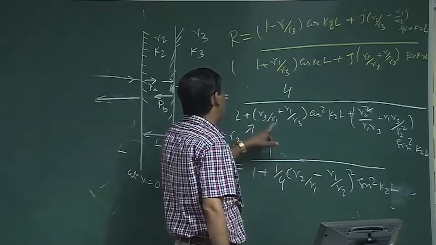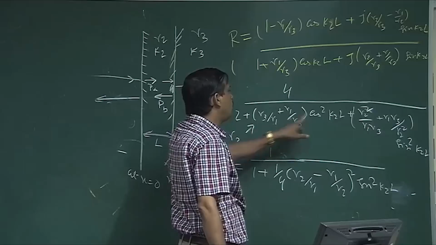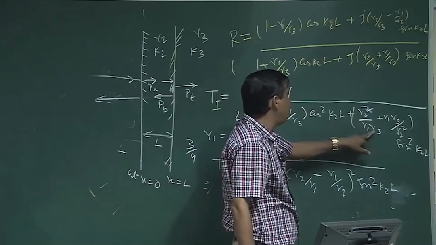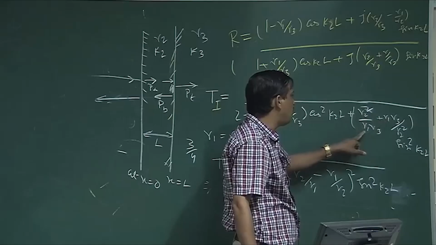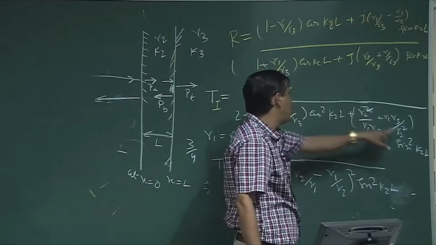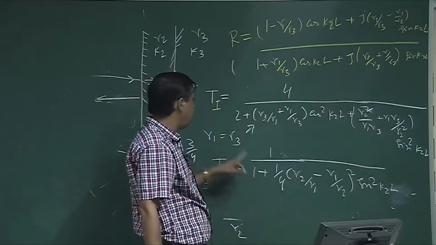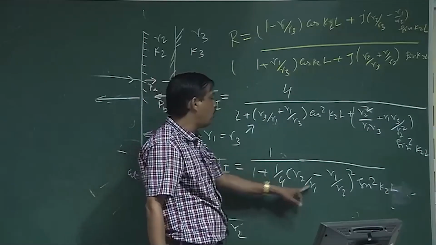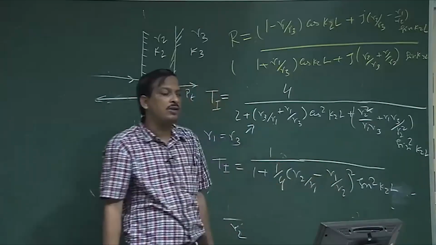I put R1 equal to R3 in this equation. So this is 1, this is again 1, so 1 plus 1 gives 2, cos square K2L, plus R2 over R1 R3, which is the same as R1 square. So we get R2 by R1 plus R2 by R1, so 2 R2 by R1 square. If I simplify, when R1 is equal to R3, I get 1 by 1 plus 1 by 4 into R2 by R1 minus R1 by R2, whole square, into sin square K2L.